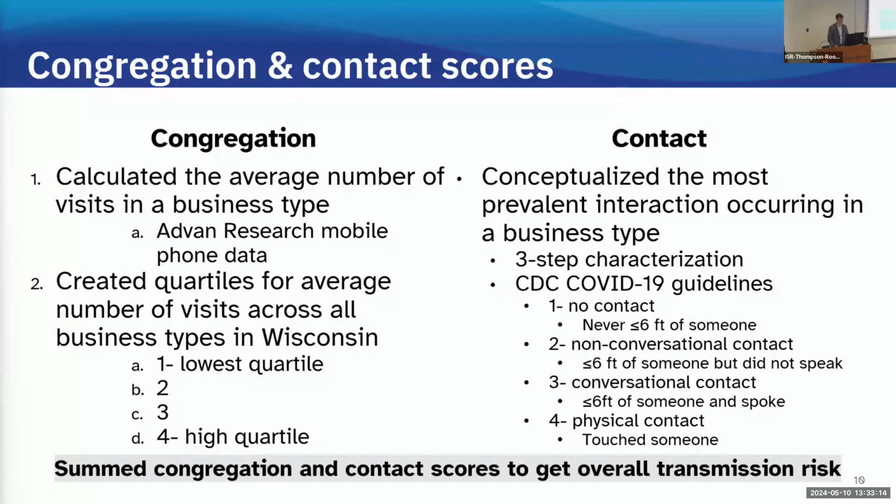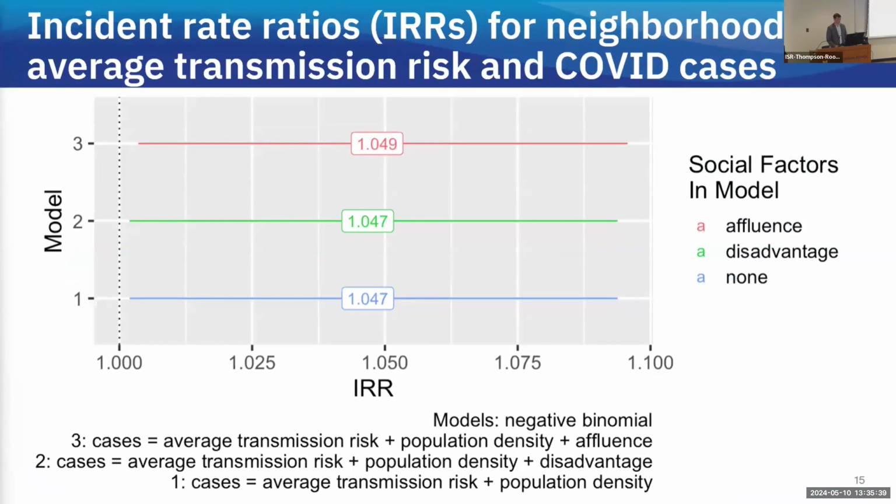All right, getting into the results, it's 1 slide and there's a lot on it, so I'm going to walk through all the different parts of it. This graph depicts incident rate ratios for the neighborhood average transmission risk and COVID cases, where the x-axis is the incident rate ratio. On the left-hand side, you can see the models, which correspond to the numbers down below, where Model 1, reflected in the blue, is cases against average transmission risk and population density. The green Model 2 is the one that includes disadvantage, and Model 3 is the one that includes affluence instead of disadvantage.